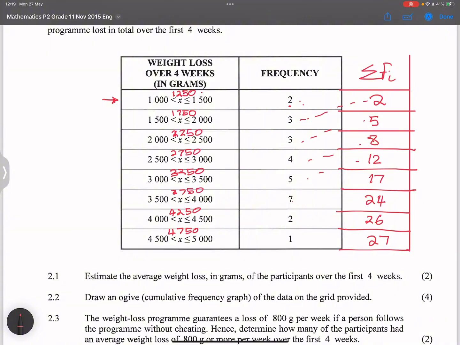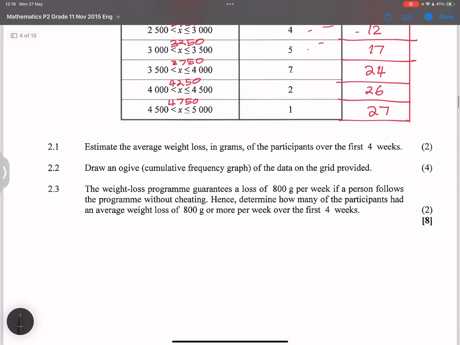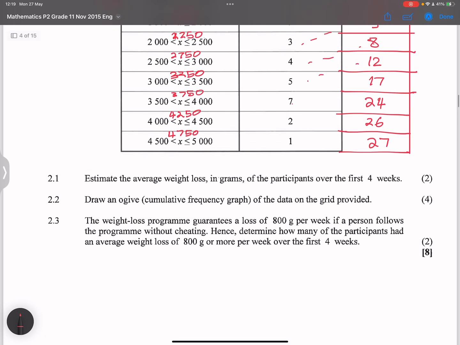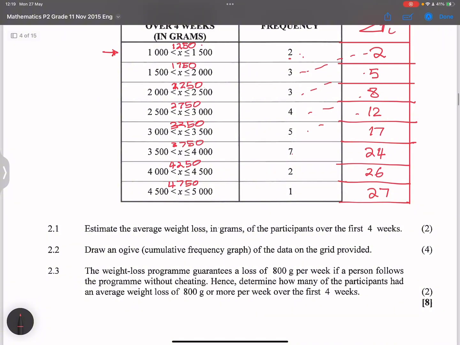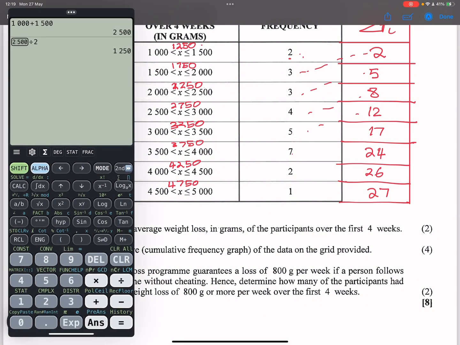Okay, now let's calculate the estimated mean. So how you calculate the estimated mean is that I'm going to take my midpoints of my data and multiply it by the frequency value, right? So I'm going to say 1250, that's the first one, that's the midpoint, multiplied by 2 plus 1750 multiplied by 3. This is the value that I'm referring to.